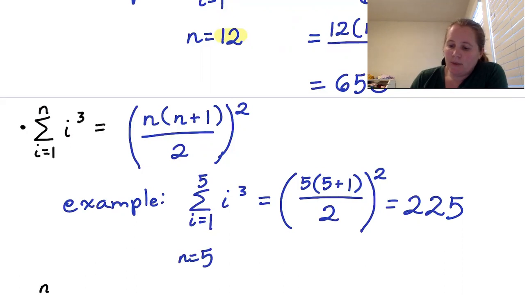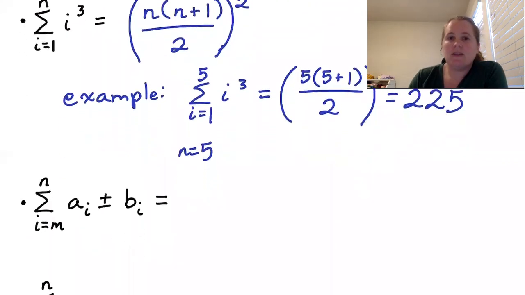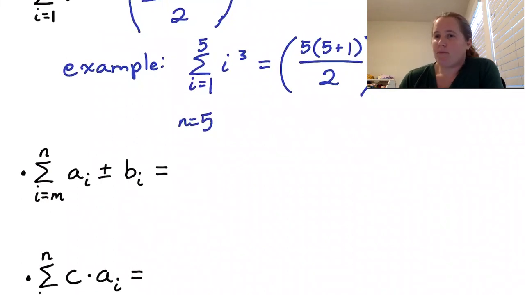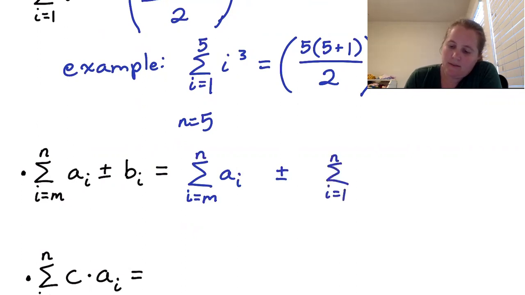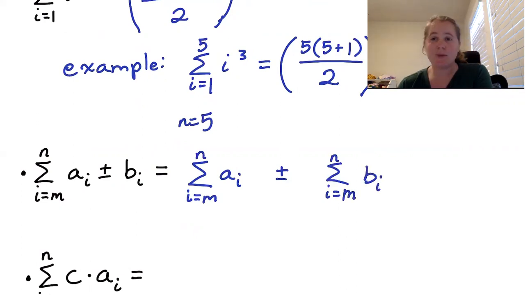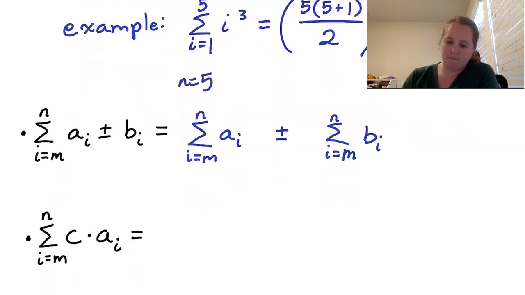The next couple properties will allow us to essentially take polynomials in terms of i basically, and then simplify. So if we have the summation from i equals m to n of some a sub i plus or minus b sub i, we can split this as 2 summations. So this is the summation from i equals m to n of a sub i, and then plus or minus the summation from i equals m to n of b sub i. So essentially we can split sums across addition or subtraction.